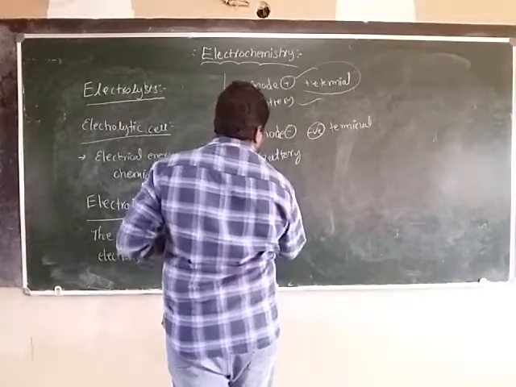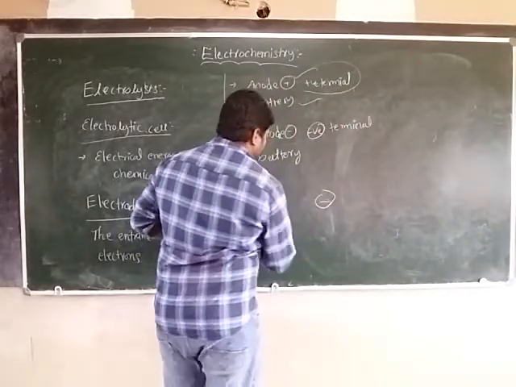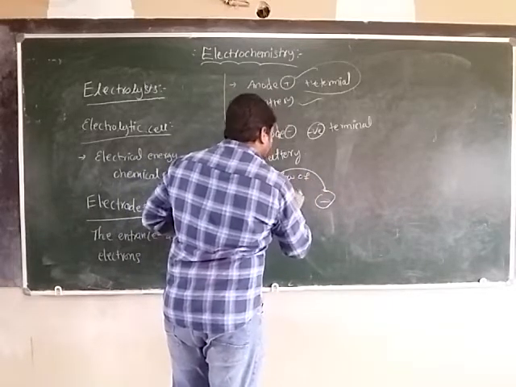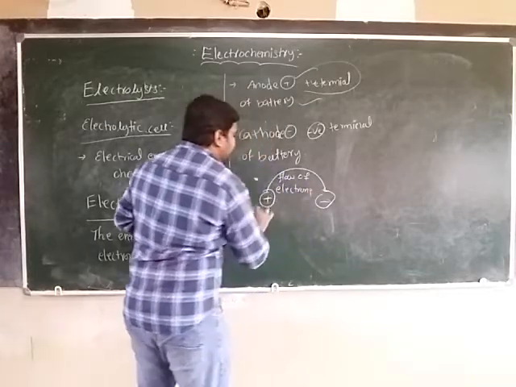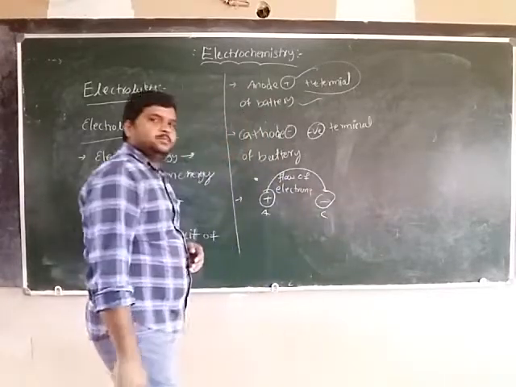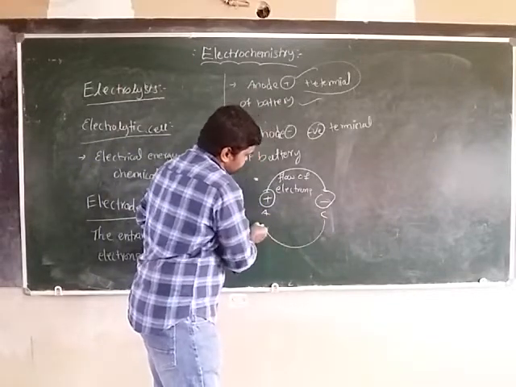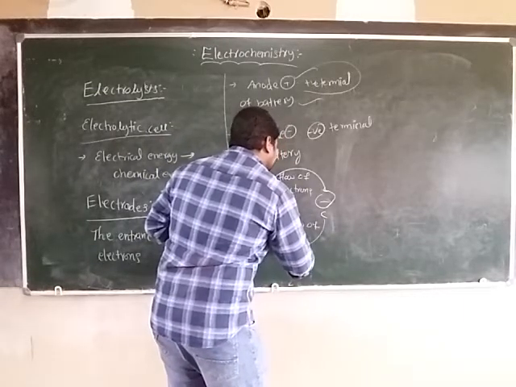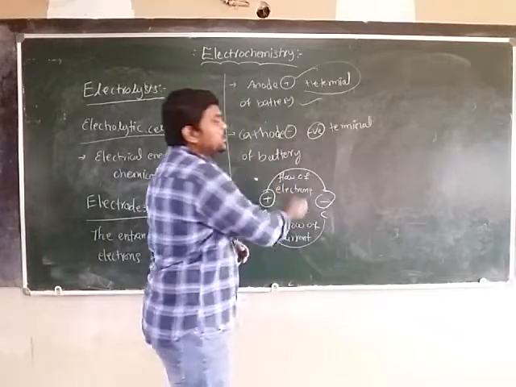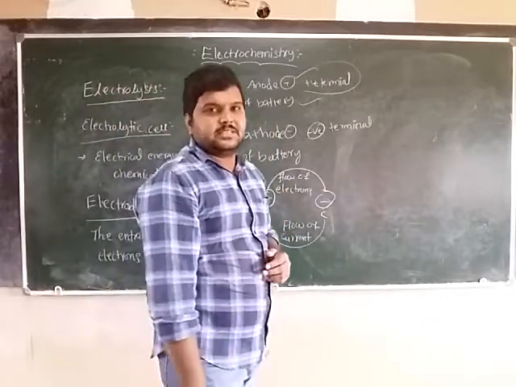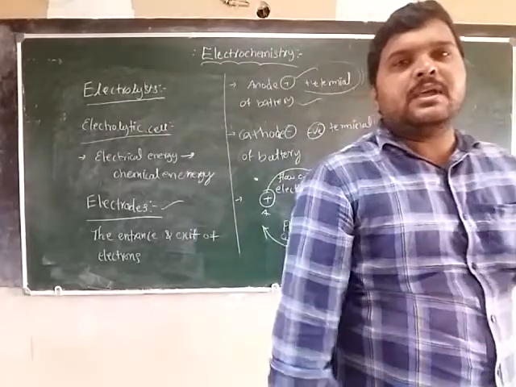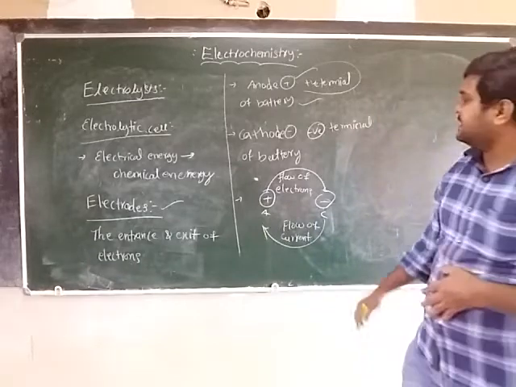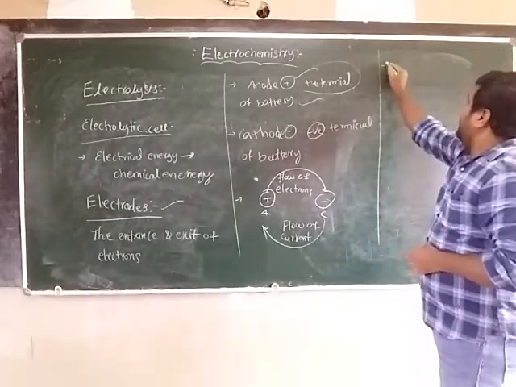Now the flow of electrons. This is the anode, this is the cathode. Electrons flow from anode to cathode, and current flows from cathode to anode. So the directions are always reverse. Electrons move from anode to cathode, but current flows from cathode to anode. Is it clear?